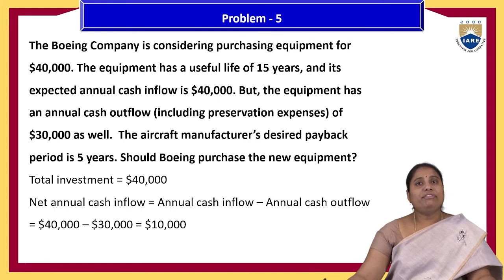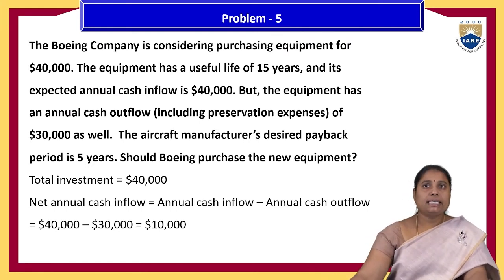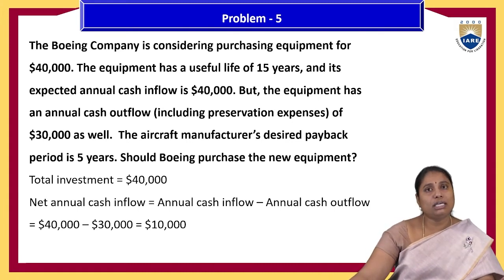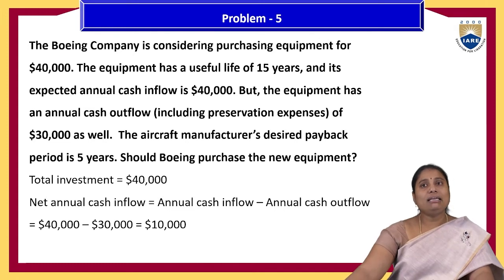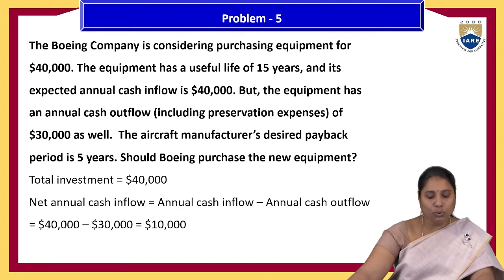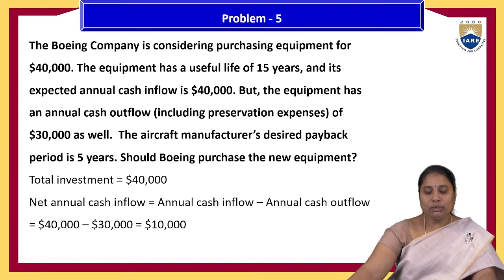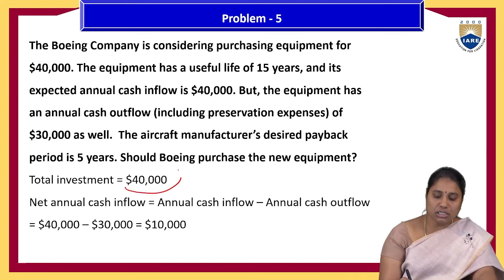So the next one, if we see, the Boeing company is considering purchasing an equipment for $40,000 and the equipment has a useful life of 15 years and its expected annual cash inflow is $40,000, but the equipment has an annual cash outflow including preservation expenses of $30,000 as well. The aircraft manufacturer's desired payback period is 5 years. Should Boeing purchase the new equipment? So the given data is the total investment of this particular project is $40,000.